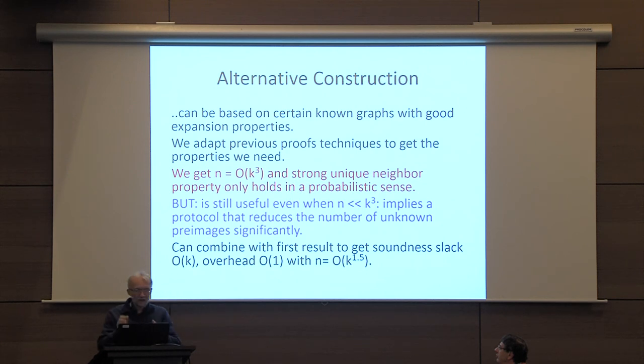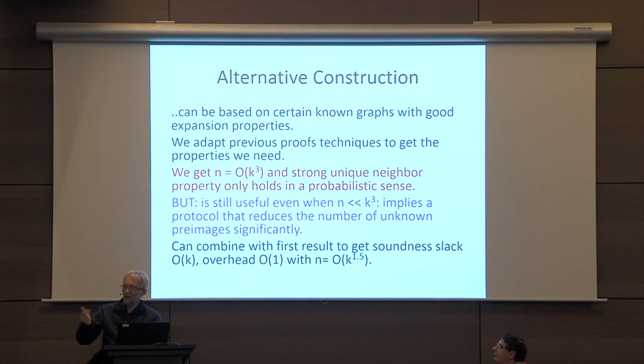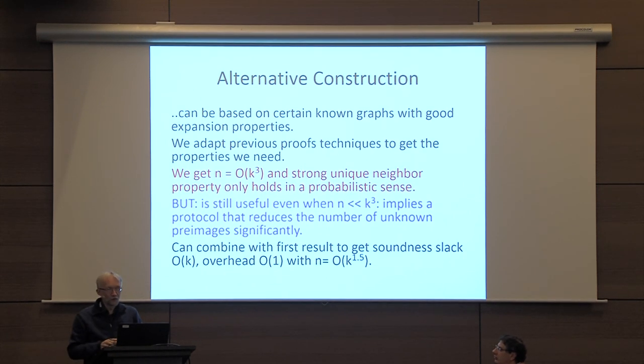And this way, with this two-step process, you can actually get something where the overhead is O of 1, and soundness lag is O of k, but now n only has to be k to the 1.5 to make this work. And if you're thinking that it should be possible to do more steps like this, and maybe you can get even smaller, this is indeed true. This is not in this paper, but I'm told by Ronald and his student in Singapore that this actually does work.